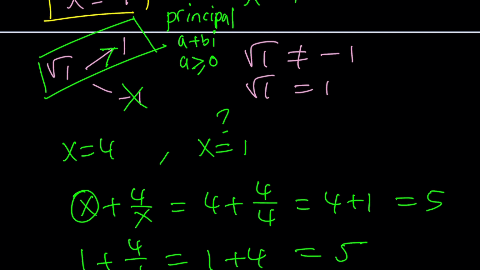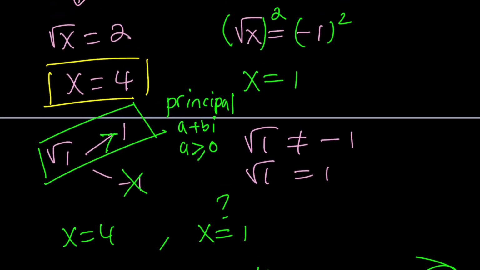But you know what? We don't have to worry about the other value because we got 5 with a good value and we're good to go. So it looks like we can't really get anything besides 5. Even if we assume that square root of 1 is equal to -1, which is weird, by the way. What do you think? Let me know in the comment section down below.